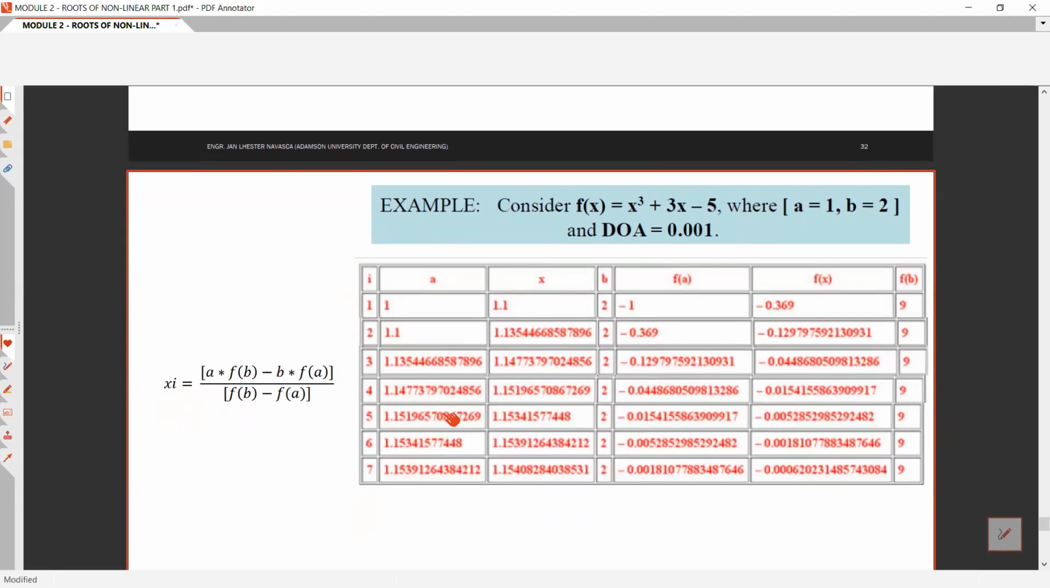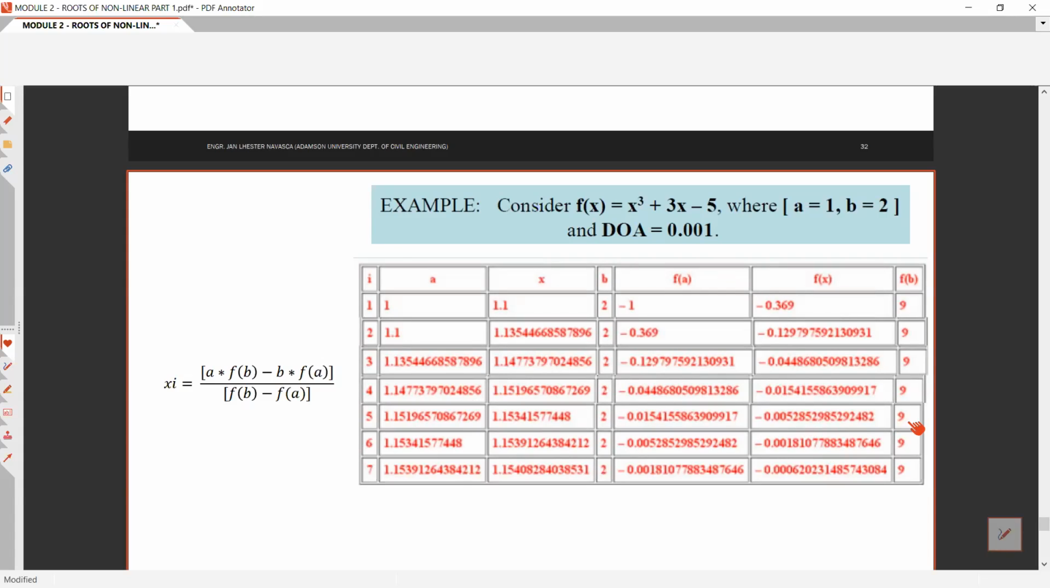Okay, after fifth iteration, you have f of a, you have again f of b. Then after that, solve the xi. Okay, solve mo yung xi. Then after that, solving xi, solve for the f of x. 0.005, 0.001 yung degree of accuracy. So hindi pa po pwede. Okay? So hindi pa pwede. So move on for the next iteration.